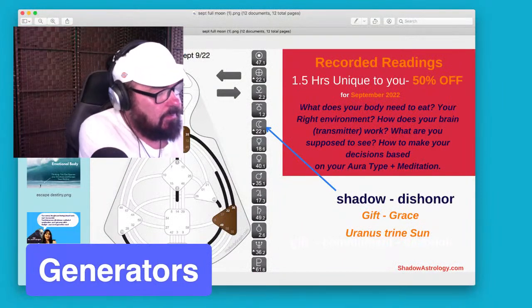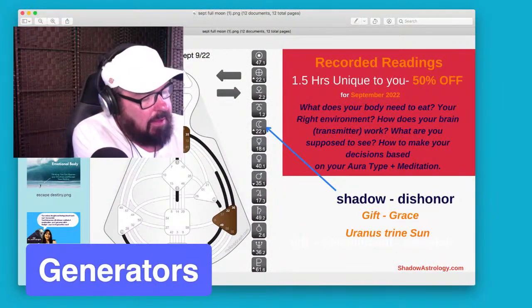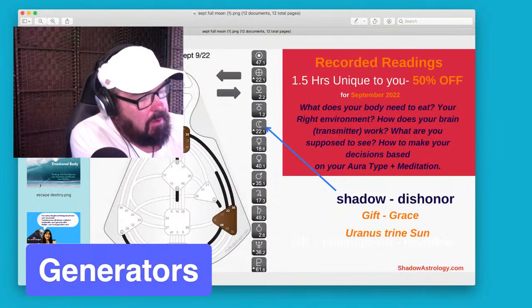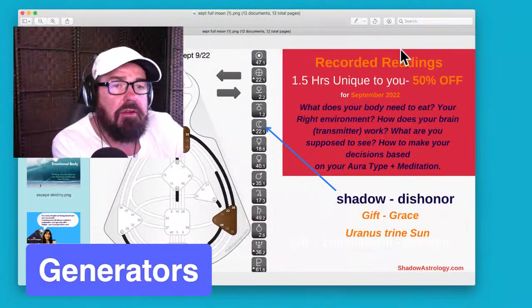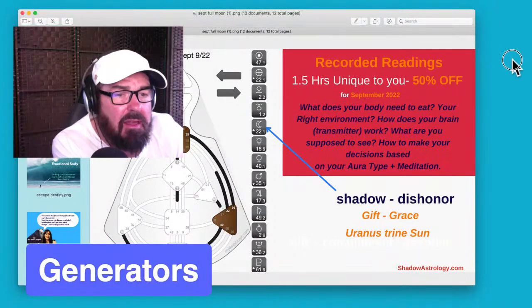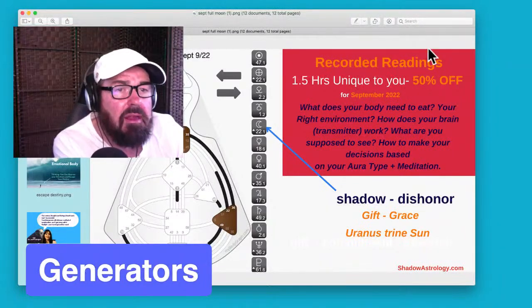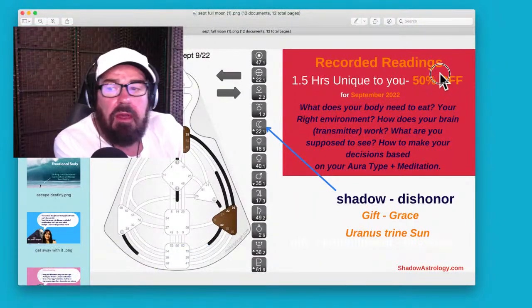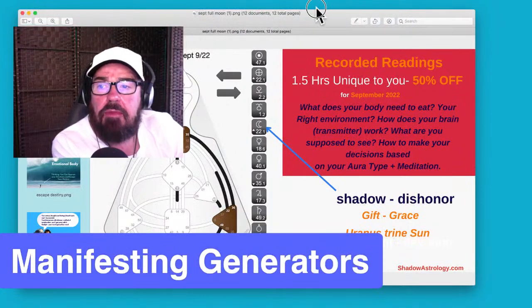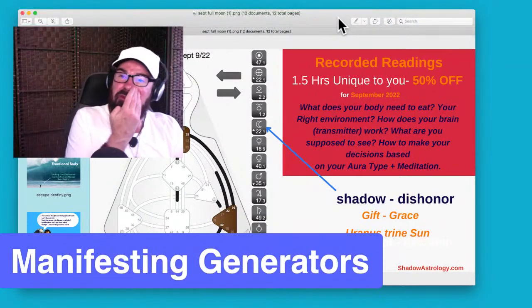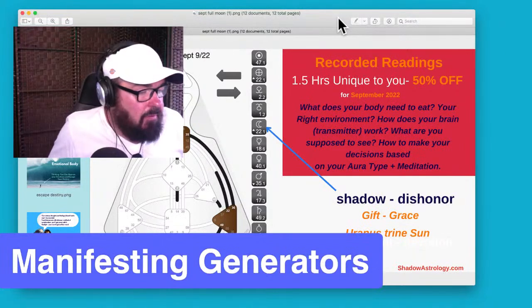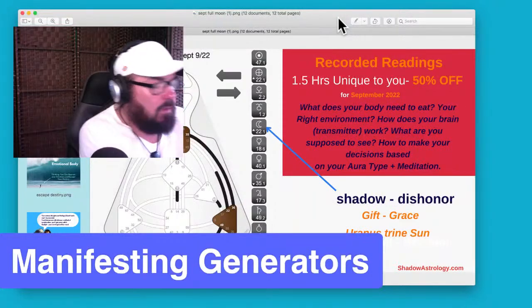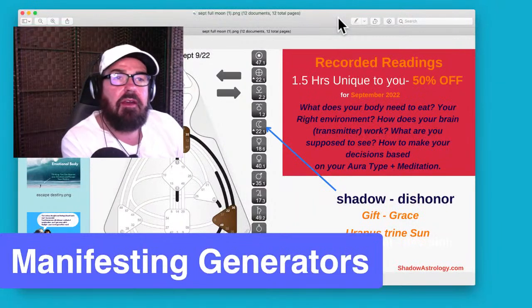Okay. So that's the generators. So let's go for the manifesting generators. Okay, so the manifesting generator is the same strategy as you respond with a yes or no from your sacral. Right? For the manifesting generators. So let's see what it's saying here.